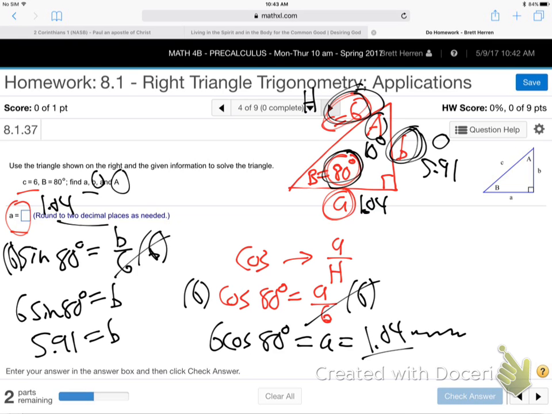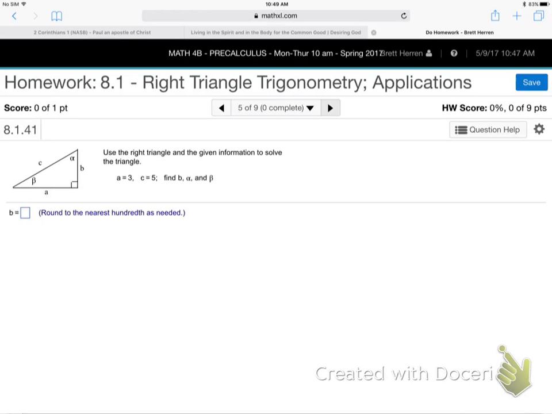Good questions on that one? Because no angles are given, you have to do something a little different. Let me give you a minute to see if you can figure out what to do. They're giving me A is 3, C is 5, other than the 90. And they want me to find little b.